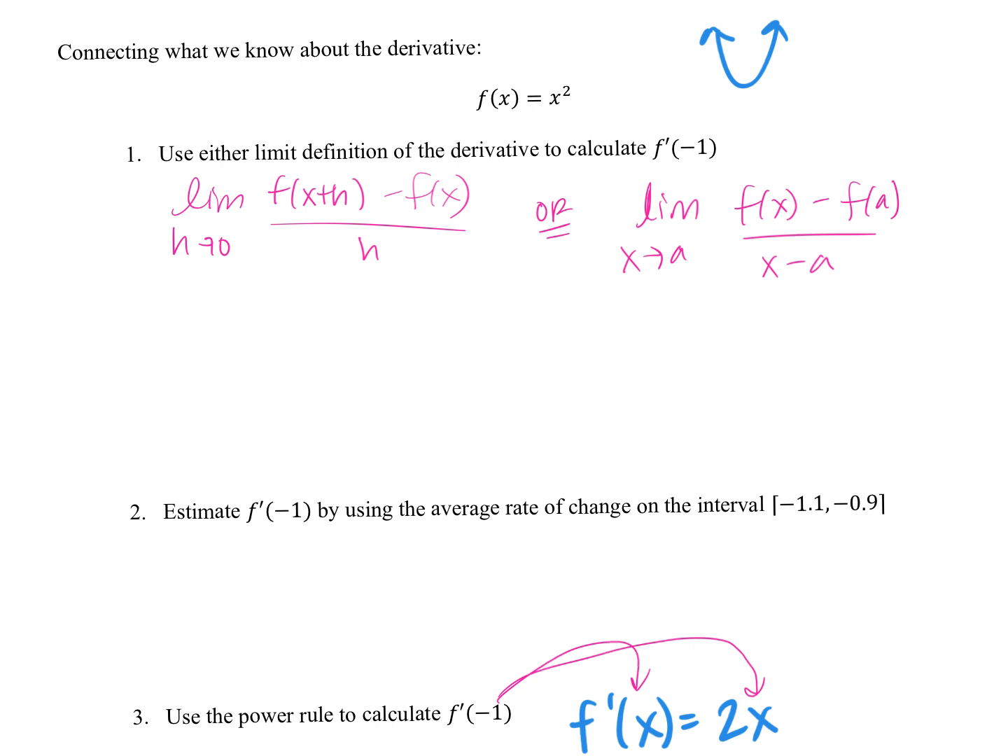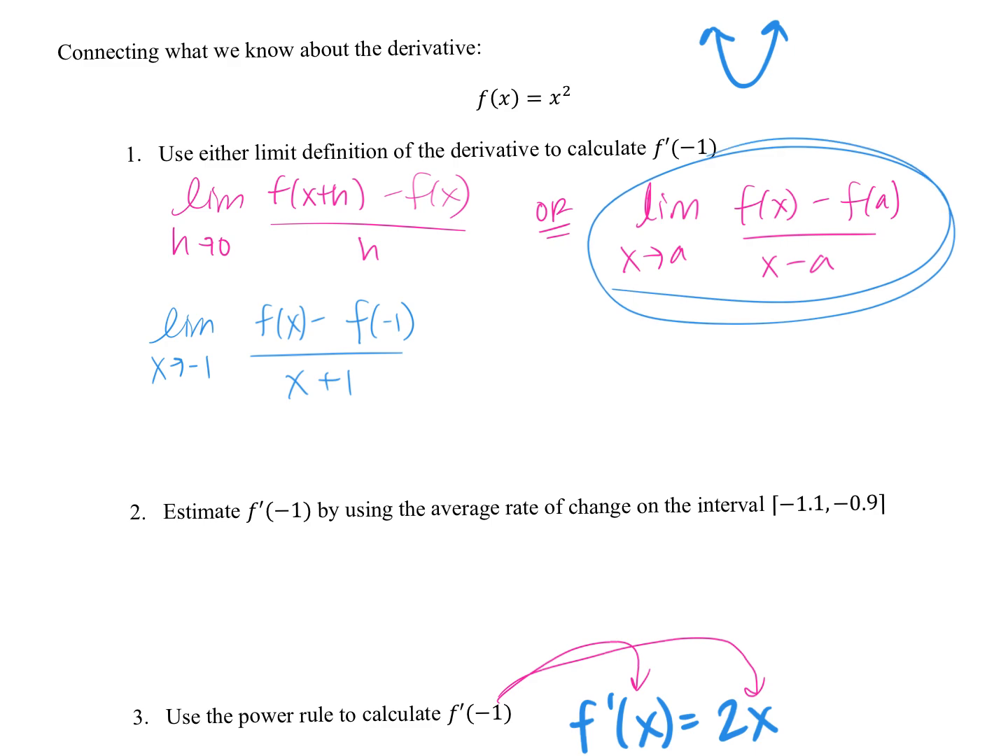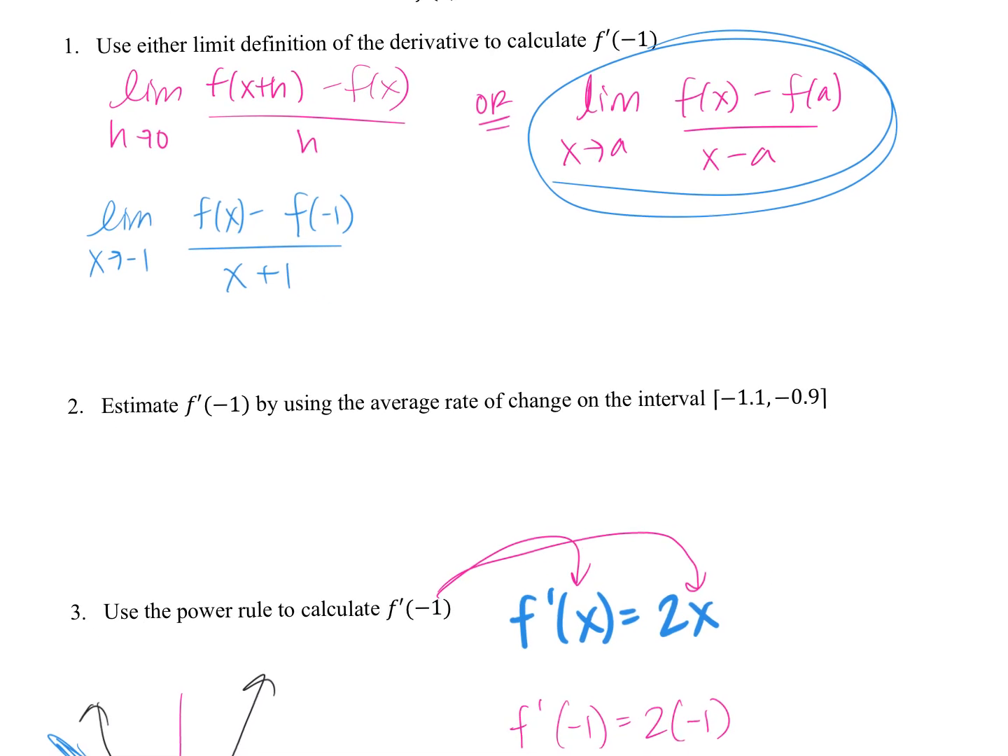Blue. Okay, you guys are in love with option blue. Let's do it. So we're going to say the limit as x approaches -1. I replaced this a with a -1, so I'm going to replace this a with a -1 and that one as well. It is f of x minus f of -1 all over x minus -1. Because you chose blue, either one would have gotten us the right answer.